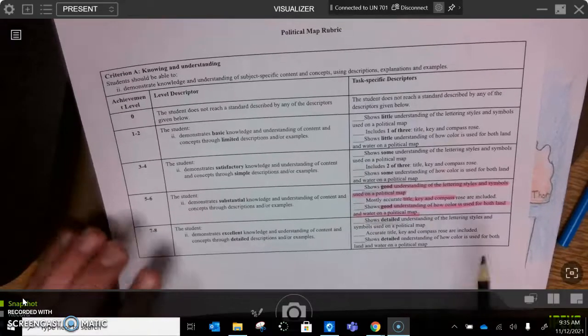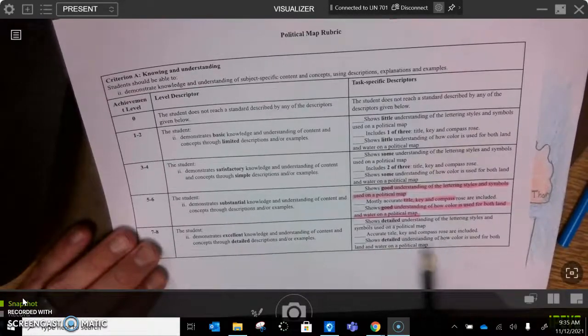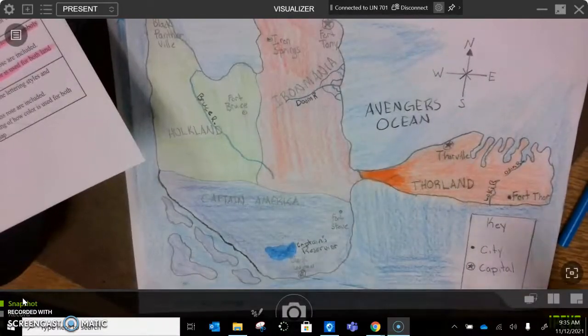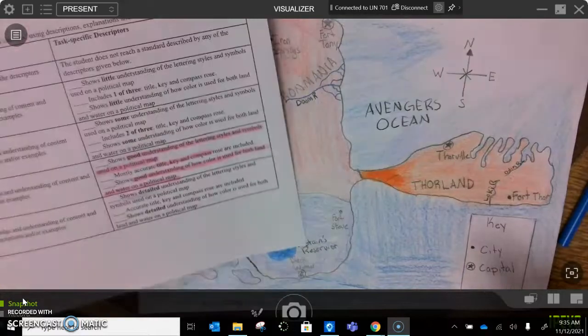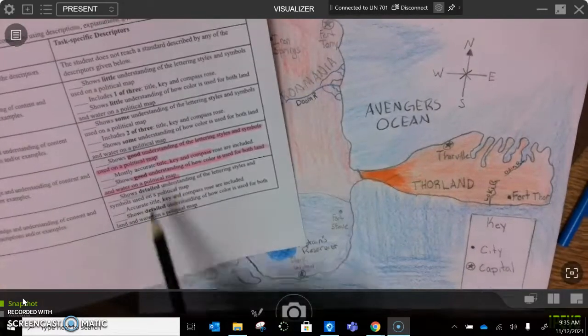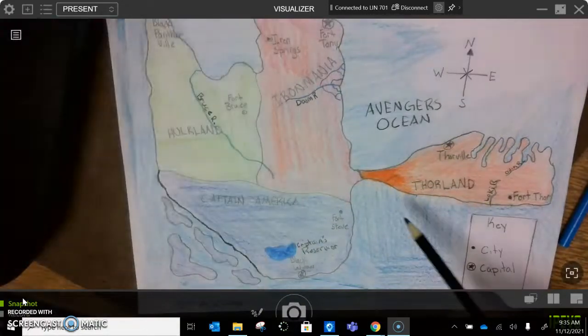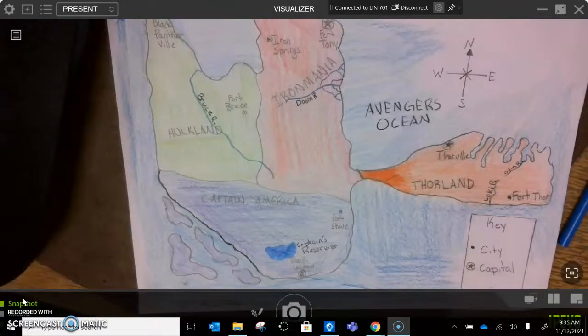If everything's perfect and looking good, you have all these things accurate, you understand how color's used for both, everything's a different color, right? If it just looks good and everything's perfect on there, you're going to get a 7-8. The political map is the easy one to get a 7-8 on because there is very little difference between the 5-6 and the 7-8 level as long as you did everything right. So check those things. Those are the big pieces that people miss.